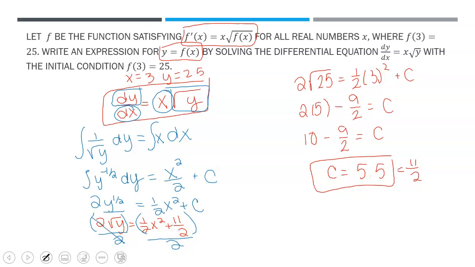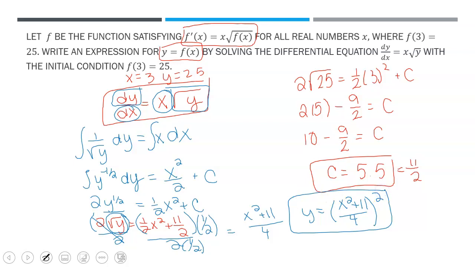So by doing that, it's going to create a common denominator, and that common denominator is going to eventually end up being a 4. So I get x squared plus 11 all over 4. I still don't have y solved for, it's the square root. How do you get rid of the square root? We square it. That is my f of x.